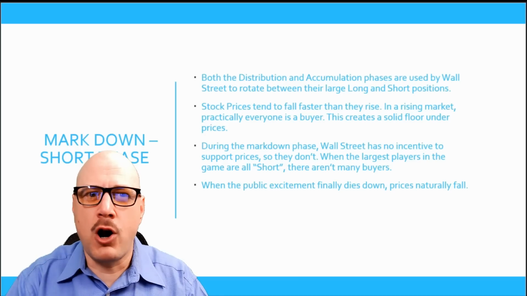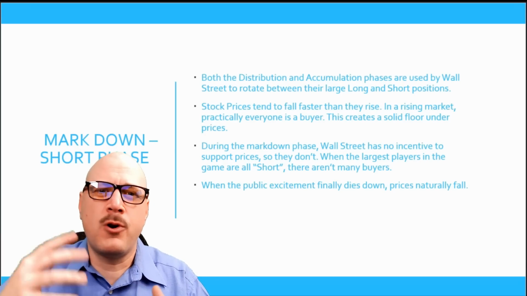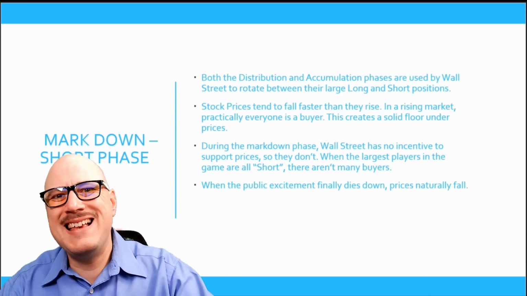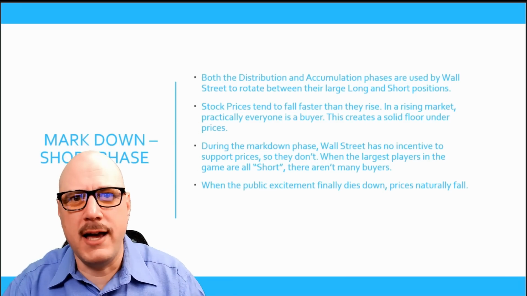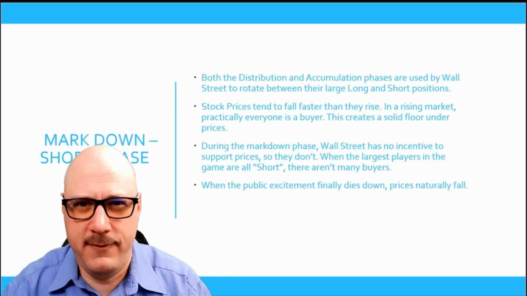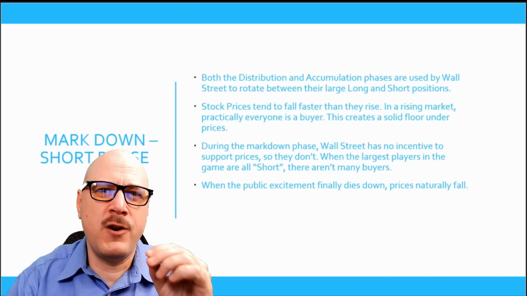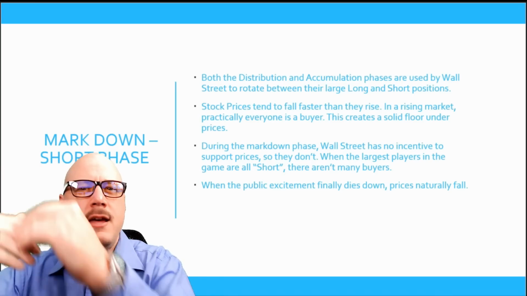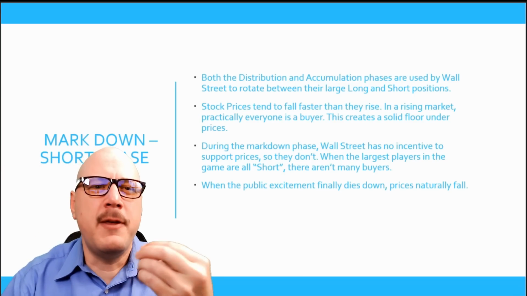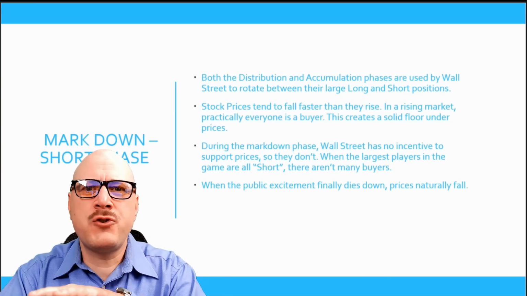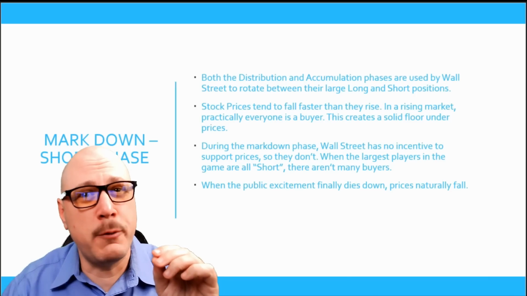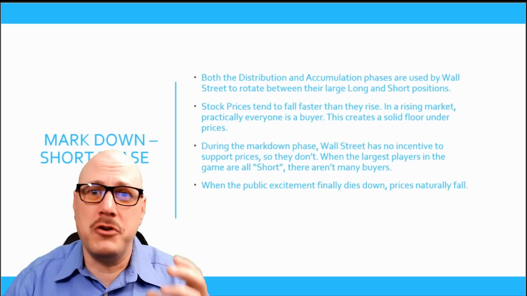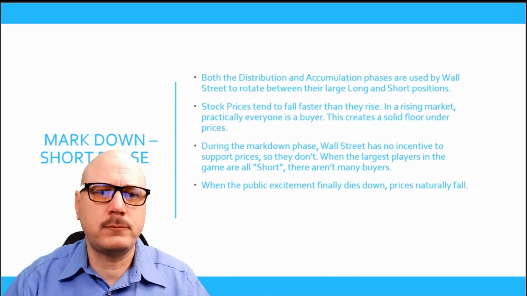In a rising market, there's lots of price support, there's lots of excitement, but there's also market makers selling into that price rise. That's the whole point of the markup phase. This creates a nice solid floor for prices that you can move your sell orders up. That's why the system works. In the markdown phase, Wall Street has no incentive at all to support the price of a stock. In fact, the faster it falls, the happier they are.